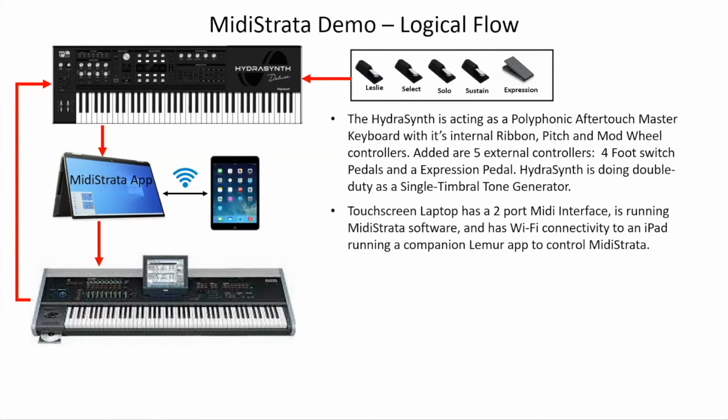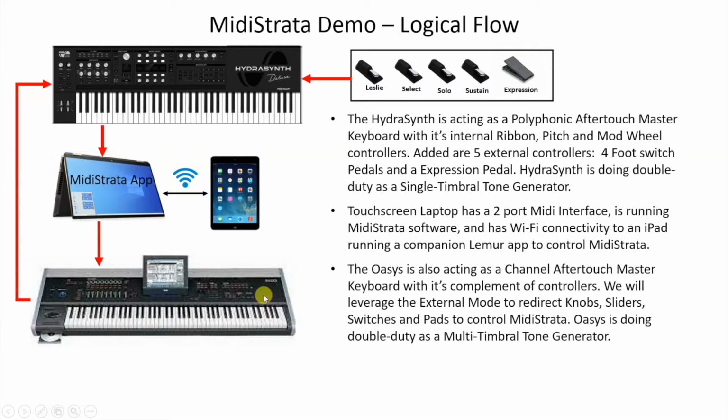We then go into the Oasis. It has channel aftertouch, so it's kind of fun. We've got channel aftertouch here, and we've got polyphonic aftertouch there. That's useful for us. And it has this whole complement of controllers on here that we're going to leverage as well. We have knobs and faders, switches, and we have the pads here. We're leveraging the so-called external mode, and we're redirecting the knobs, the sliders, the switches, and the pads to control MidiStrata. The Oasis is doing double duty as a multi-timbral tone generator.